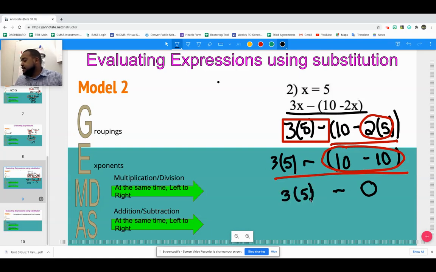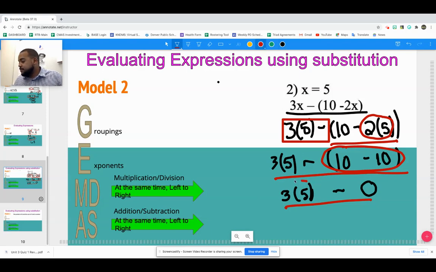So I have 3 times 5 minus 0. Once again, brand new expression. Go back to my order of operations. Do I see any groupings here? No, this means multiplication. Exponents? No. Multiplication or division? Yes. I have a multiplication problem.